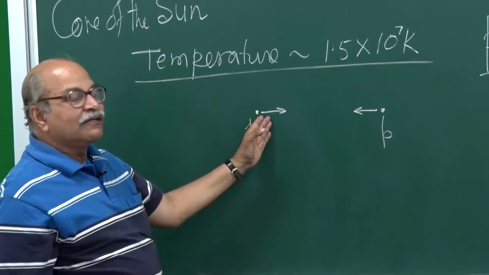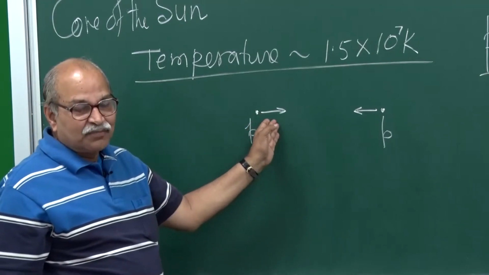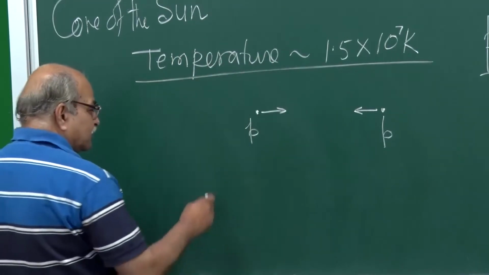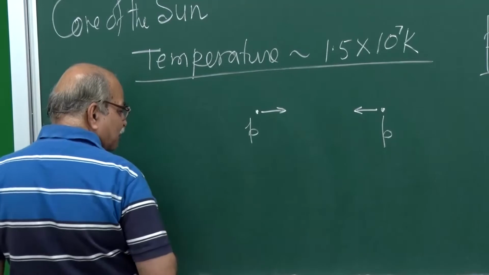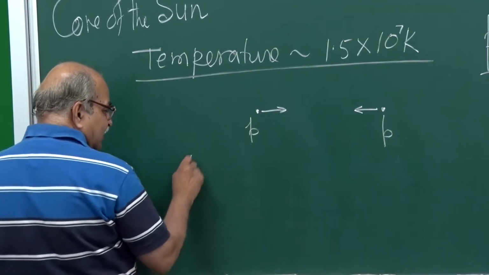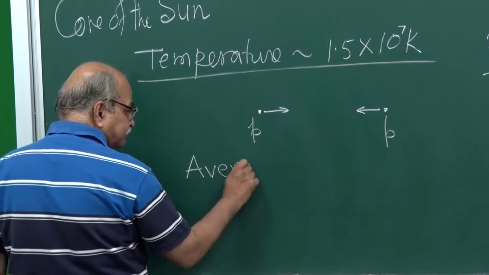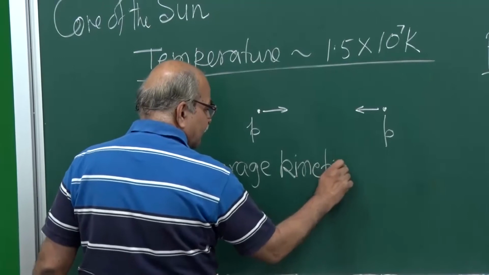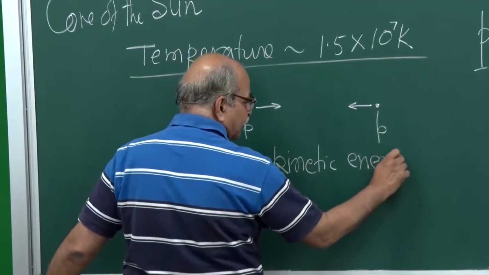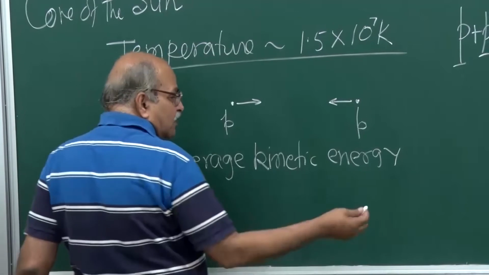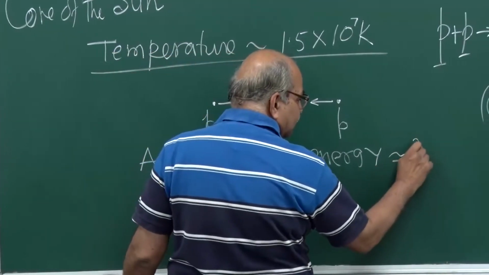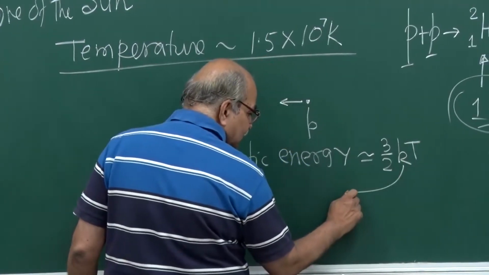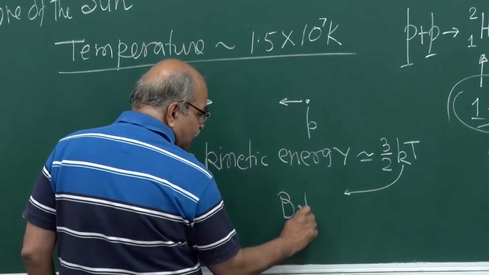What is the speed? What is the average speed of this proton at this temperature? For that you must be knowing from kinetic theory of gases that the average kinetic energy of a gas molecule is of the order 3/2 kT. What is k? This k is called the Boltzmann constant.